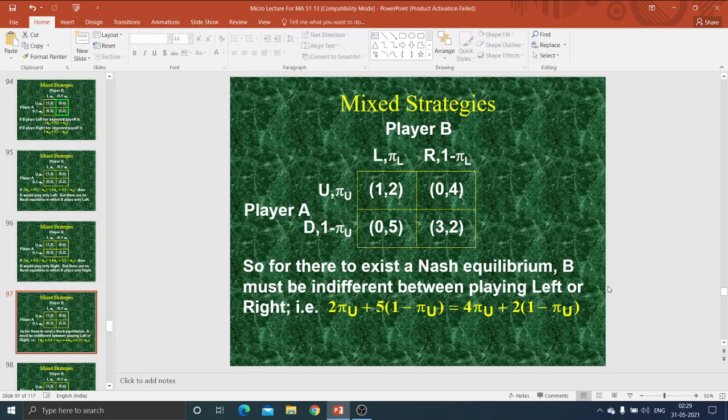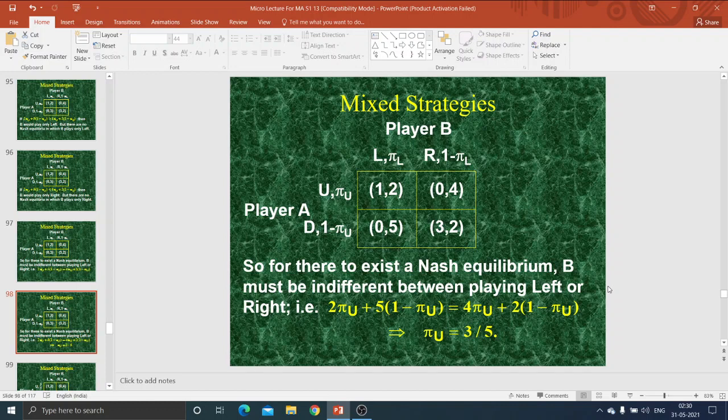So that means you should be indifferent rather than going for one strategy. That indifference means there is only a probability where 2 pi u plus 5 times (1 minus pi u) is equal to 4 pi u plus 2 times (1 minus pi u), which gives the result that pi u is equal to 3 by 5.